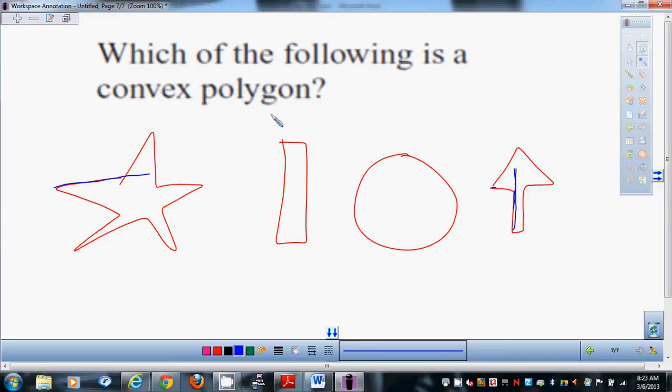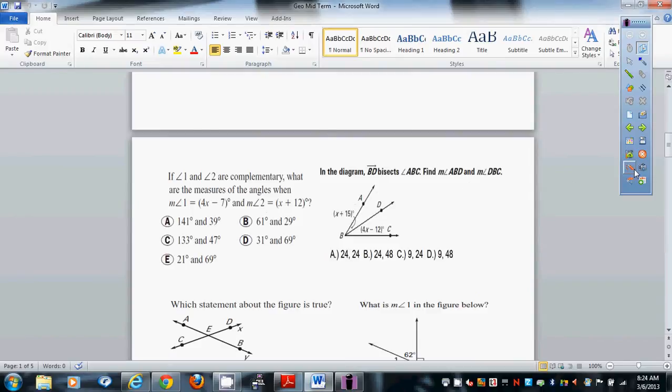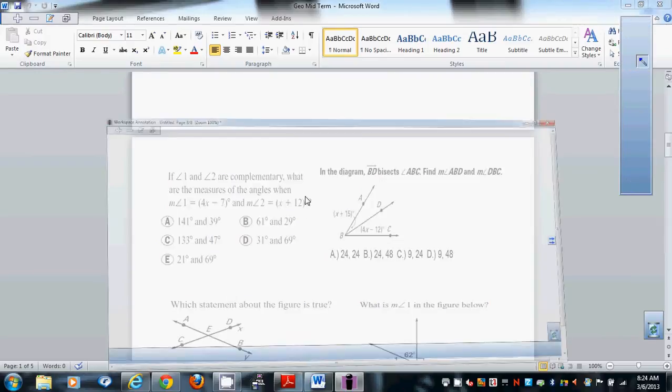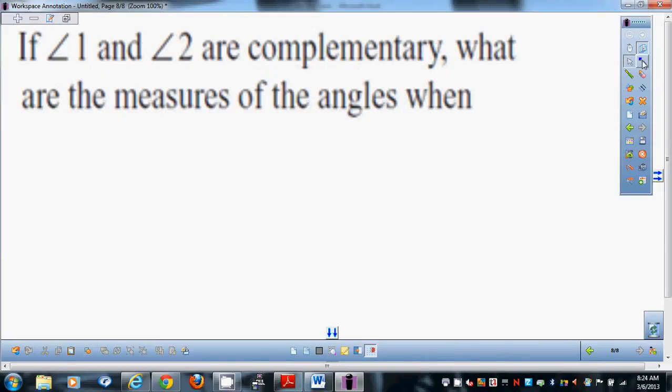Concave and convex. And remember, anything with a curved edge is not a polygon at all. So it's the trick. What's that? That's right. One curved edge throws off everything. Any questions on that problem? We ready for the next one?